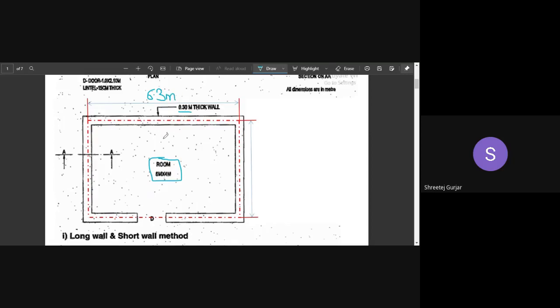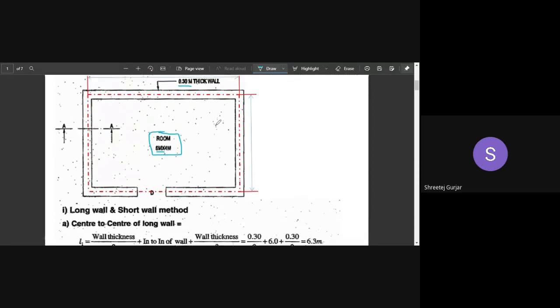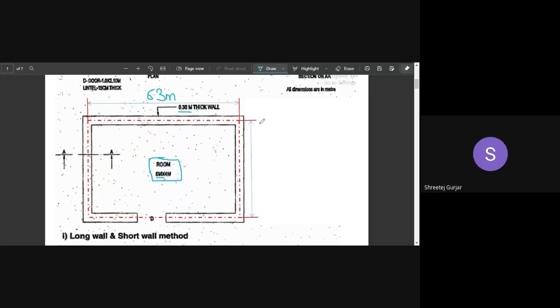How have we arrived at 6.3? It is half of this distance here. Wall thickness we know is 0.3, so it will be half of that. 0.3 by 2 is 0.15. And in to in distance we know is 6 meters, which is given here. So 0.15 plus 6 meters plus 0.15, which is half the wall thickness. So we have arrived at 6.3. So the center line length of your long wall is 6.3. We have calculated. Next, we need to calculate the center line length of your short wall.